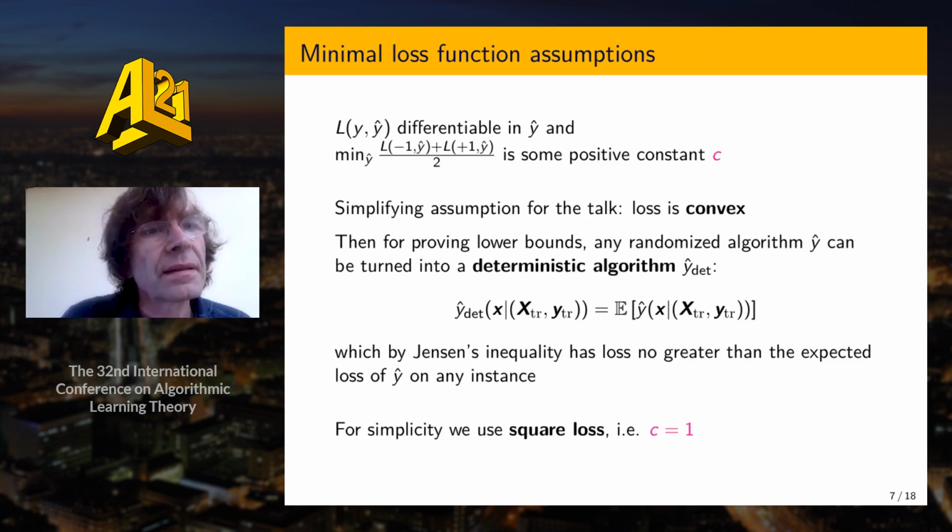Here are the losses. This is the output, the y hat of the whole neural network. If you have this property that, for label minus and plus 1, the loss on the average is bounded away from 0, then the lower bounds apply. C, of course, enters into the bound. Now, in this talk, we restrict ourselves to convex losses. In that case, for the purpose of lower bounds, by Jensen, you can restrict yourself to deterministic algorithms. For simplicity, let's just take square loss where C is 1. But it holds more generally.